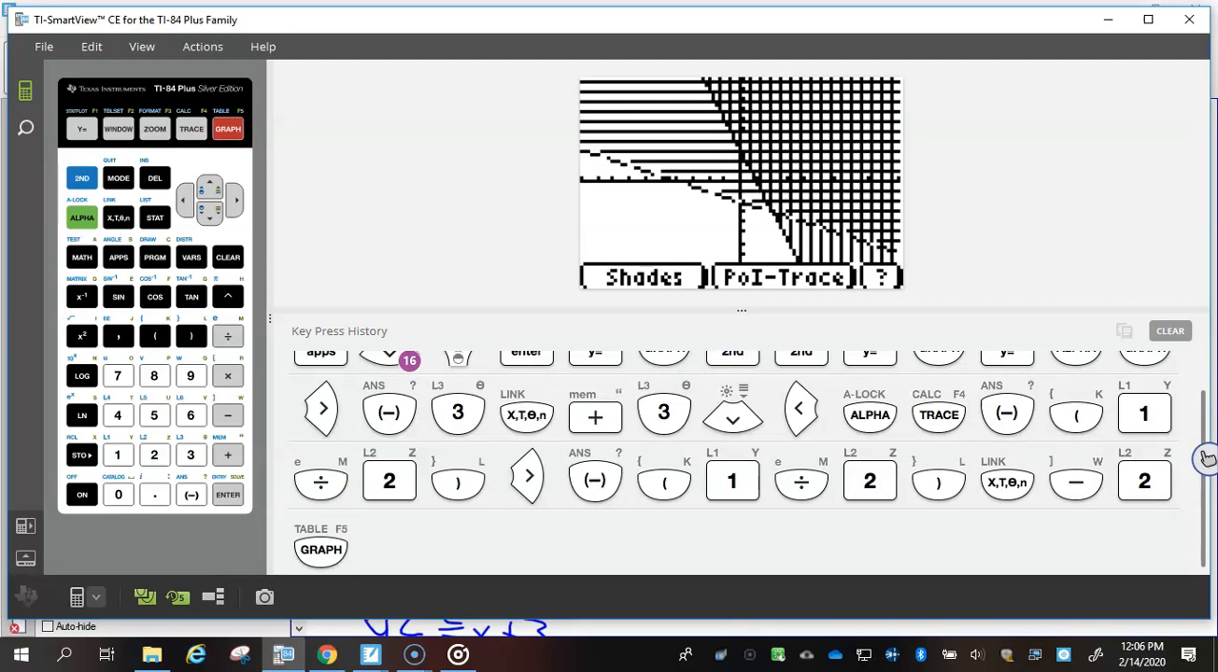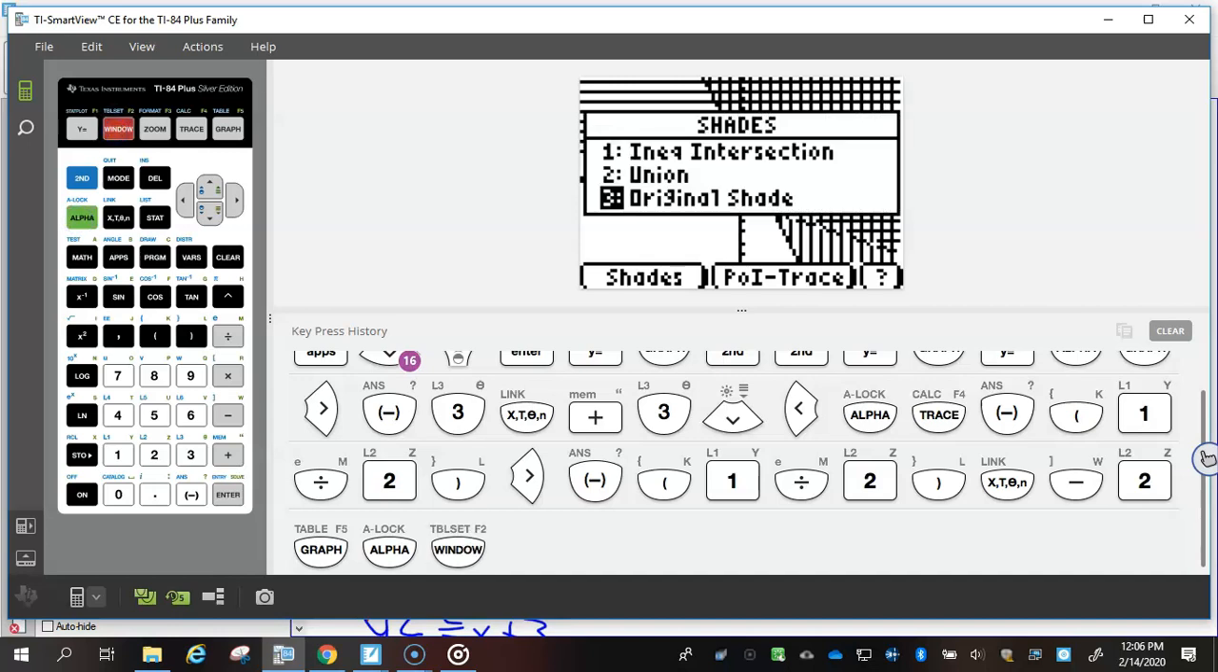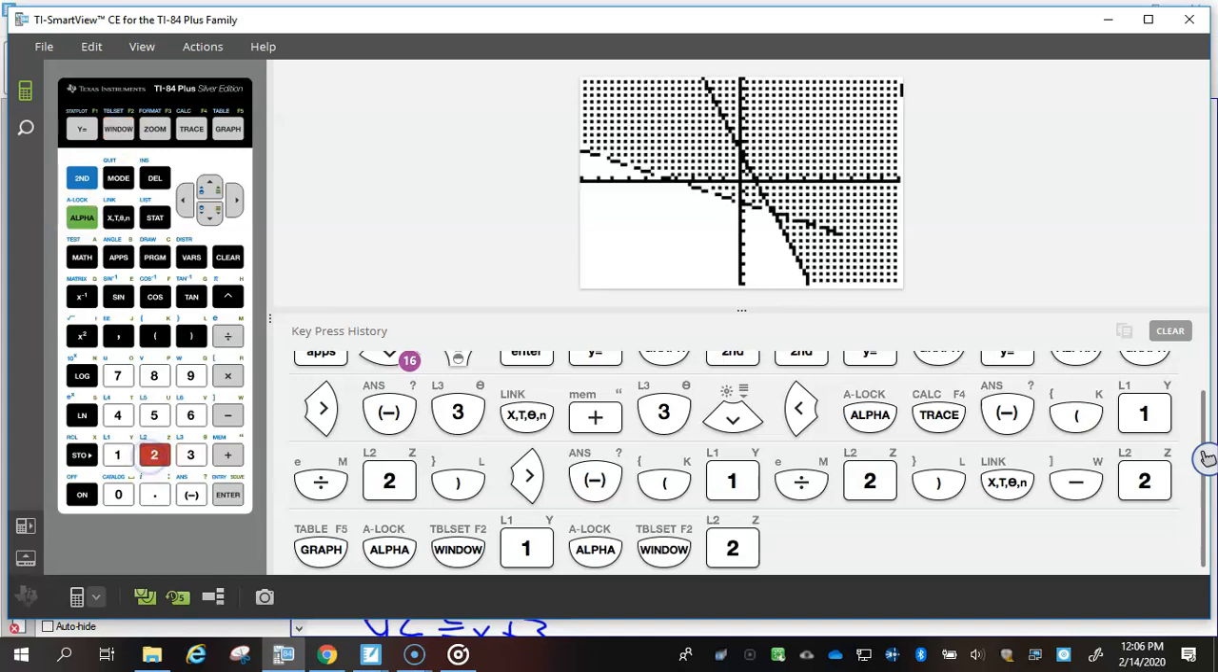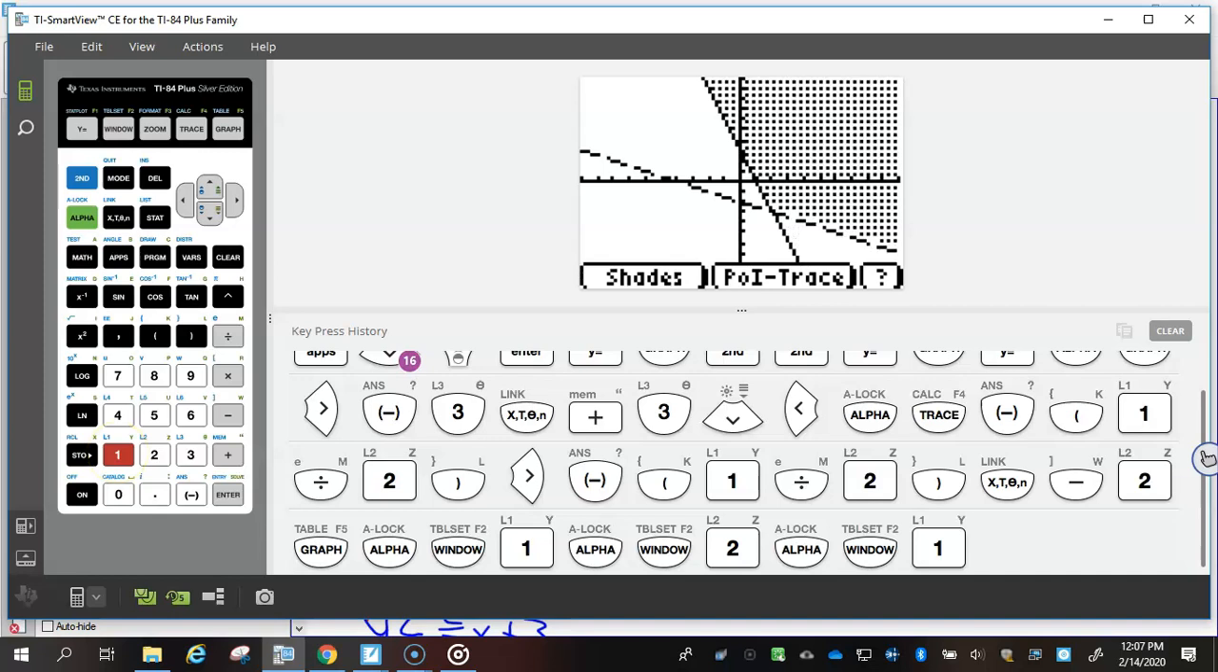And it's going to do this weird thing. It's kind of difficult to see both of those. So if you go into Shades, alpha window, you'll get three options. You can see their intersection, their union, or their original shade. What we see right now is the original shade. Just so you see what each one looks like, you can go to 1. That's where they overlap. I'm going to go back and go to 2. That's everything. You don't want 2, don't use it. So if you just need to shade the part where they overlap, 1 is your go-to. If you want to see both so that you can graph both, go to 3.